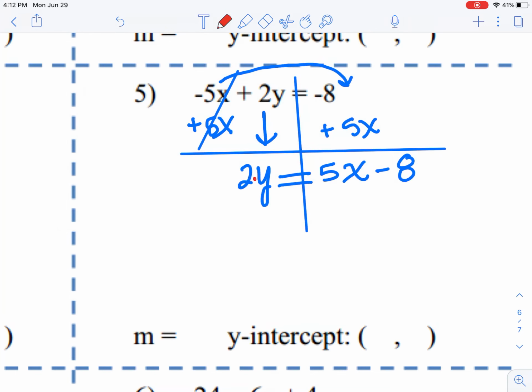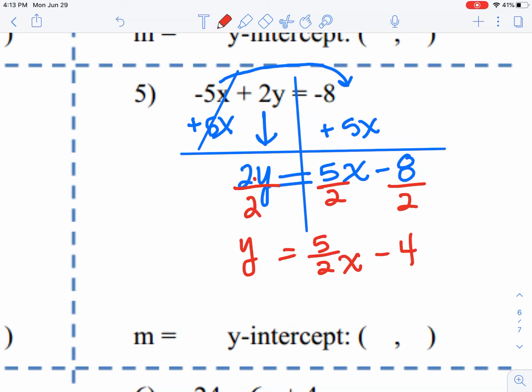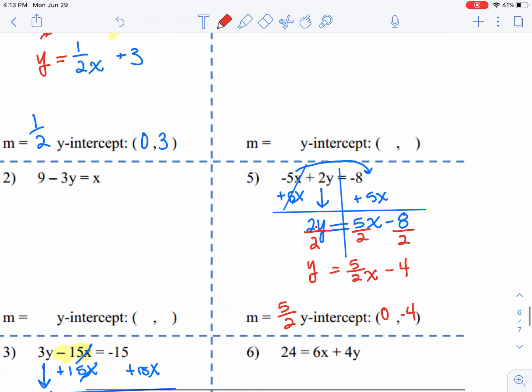And lastly, to break up the multiplication, I divide out the 2, and what I do to one side, I do to everything on the other. So I end up with y equals 5 over 2x. Negative 8 divided by 2 is a negative 4. So now my slope is 5 over 2, and my y-intercept is at 0, negative 4.